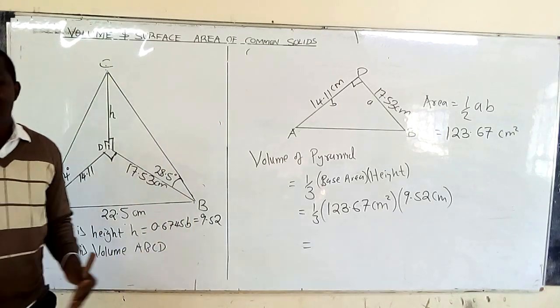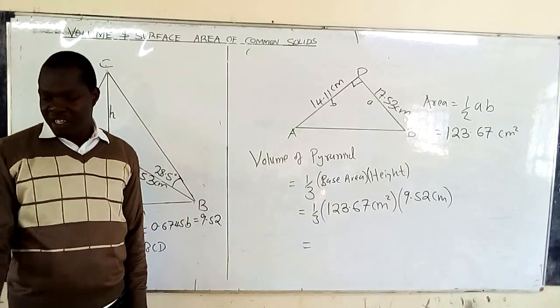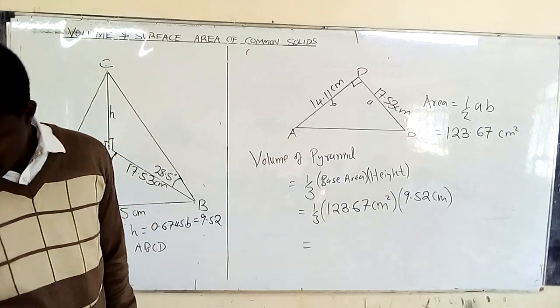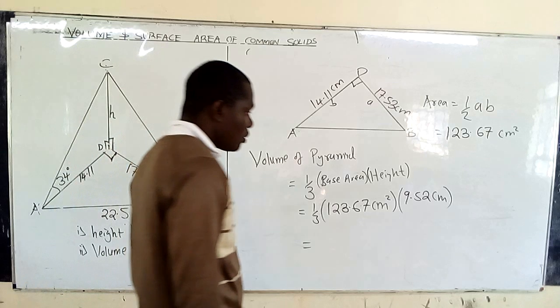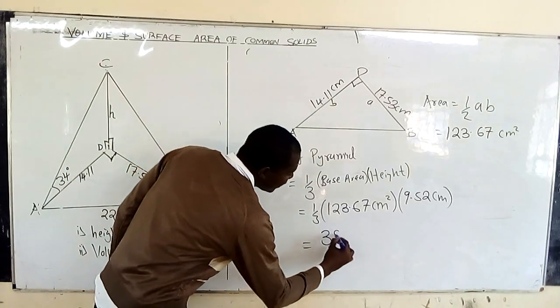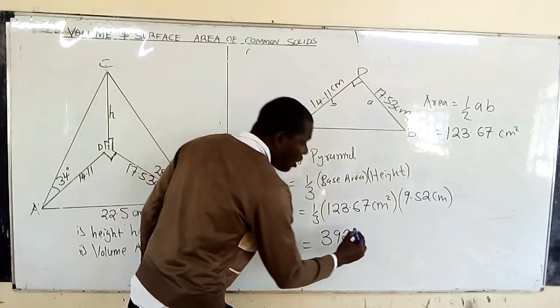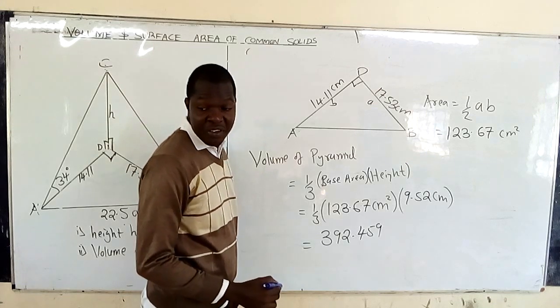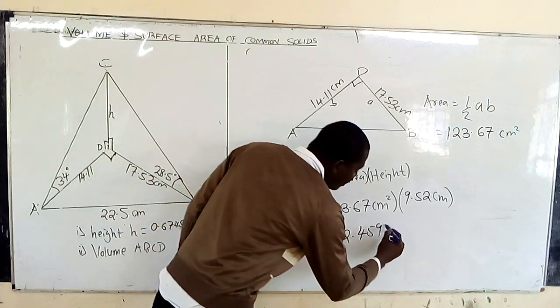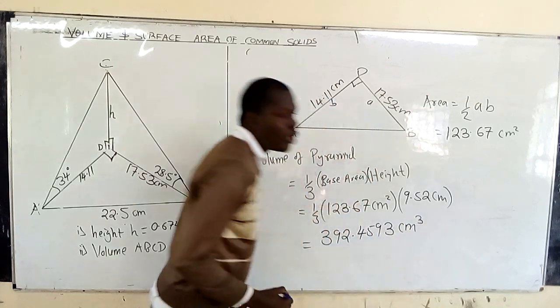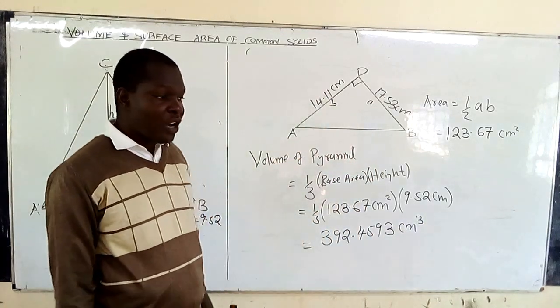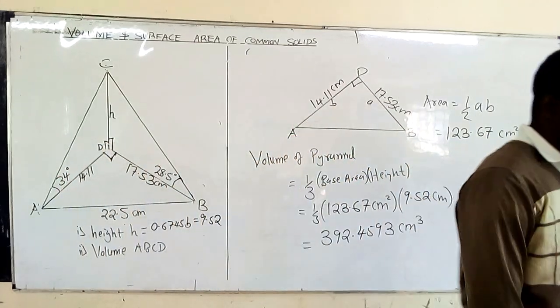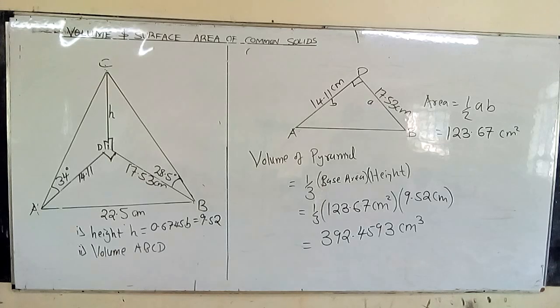And remember to 4 decimal places. The volume we are told to leave in 4 decimal places, isn't it? You found it to be 392.459 centimeters cubed. Very good. So have you seen how to handle that kind of problem? You just be procedural, then eventually you'll get it very right, okay?